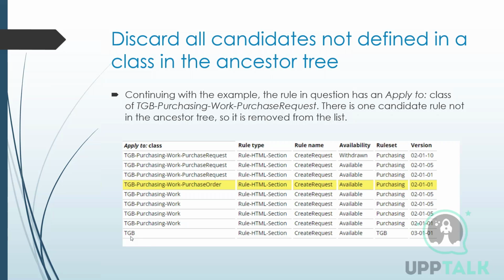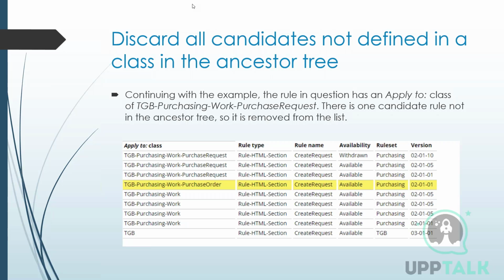So here, we will try to check whichever is not part of the ancestor tree directly. Those would be discarded. So the system is going to look at the inheritance pattern, and whichever is the odd one out or not part of the ancestor tree will be discarded. So the highlighted one, the purchase order rule candidate, is going to be discarded.